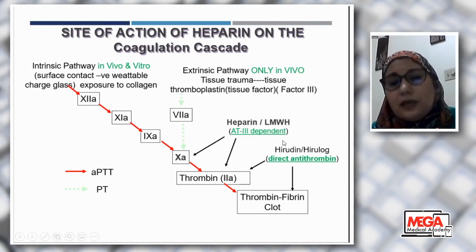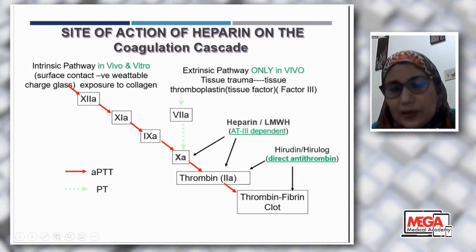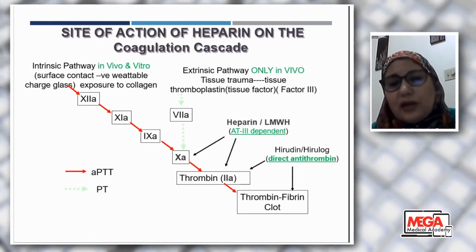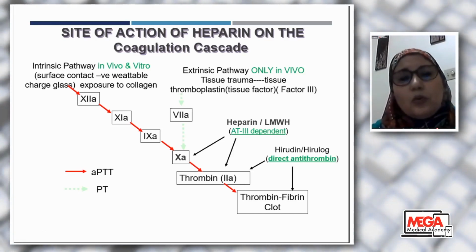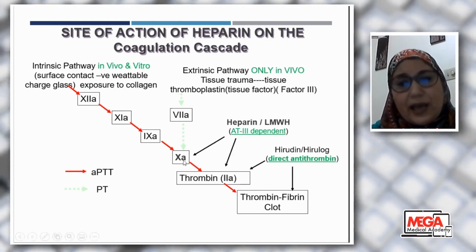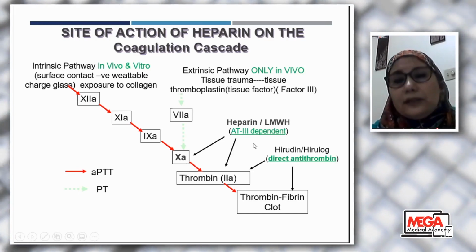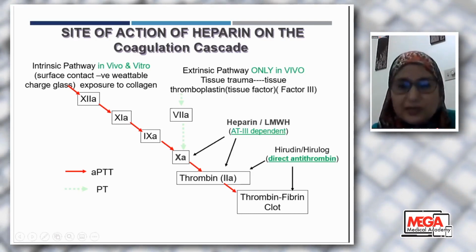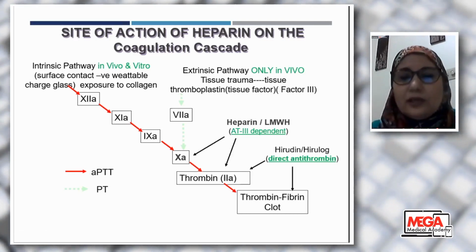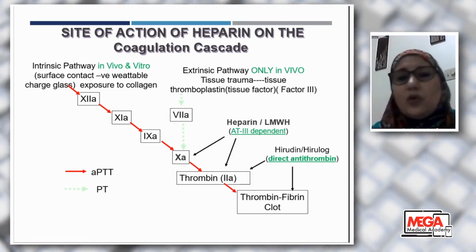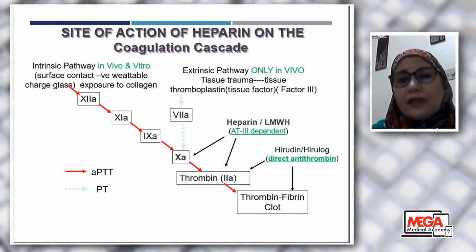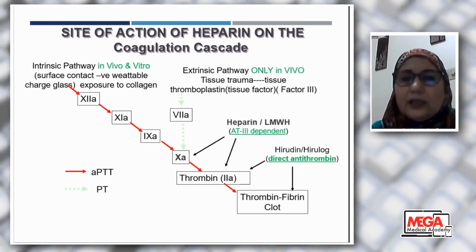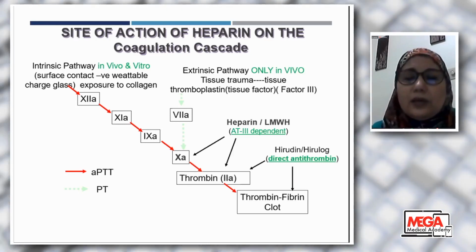The new oral anticoagulants are classified into drugs which have anti-factor 10 activity and antithrombin drugs. So this is the cascade, and you can imagine where the anticoagulants work. Here in the antithrombin group, hirudin and lepirudin are examples of direct antithrombins.